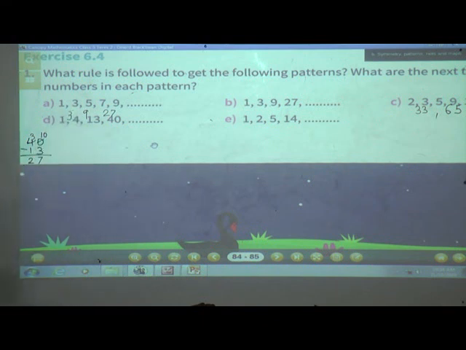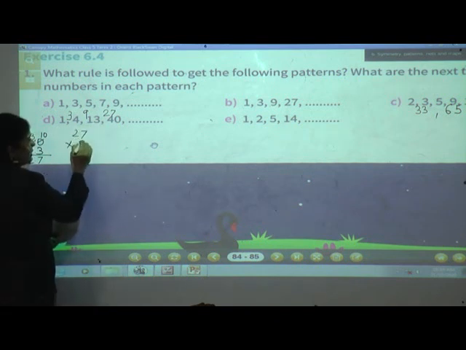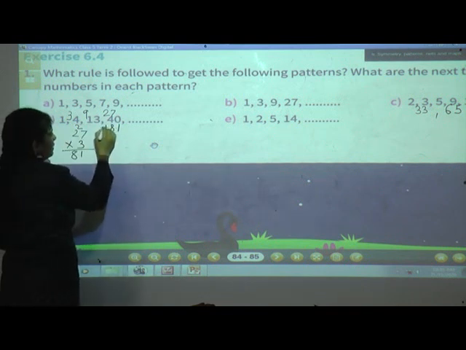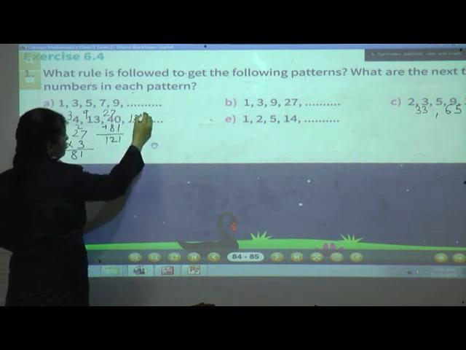Now tell me, next number, what will come here? Multiply 27 by 3. The multiplication is 81. So you just add here 81. Your answer will be 121.